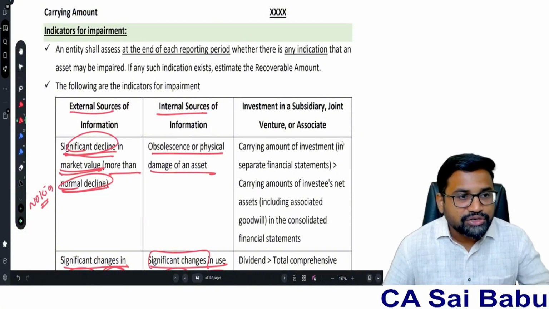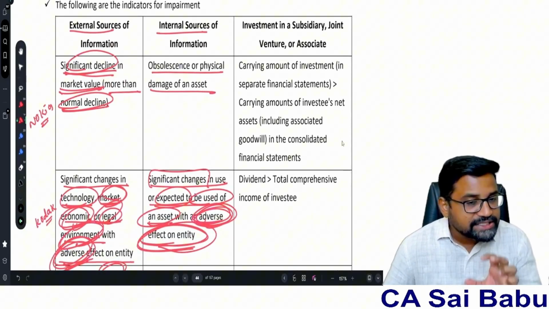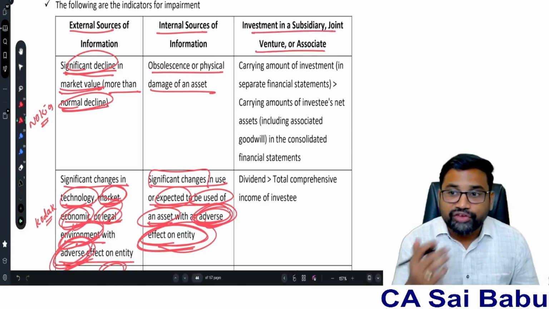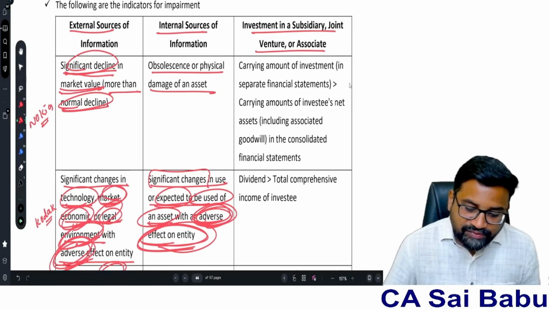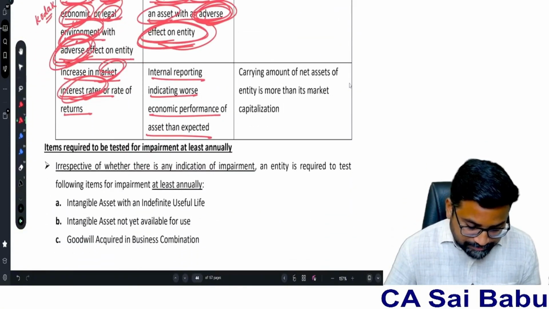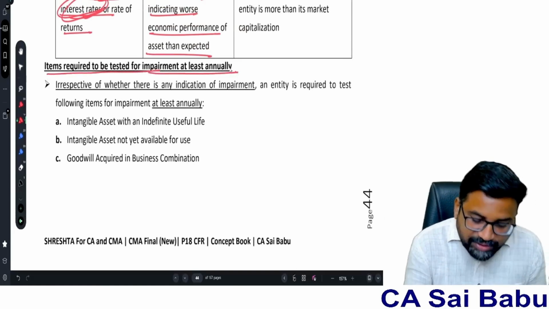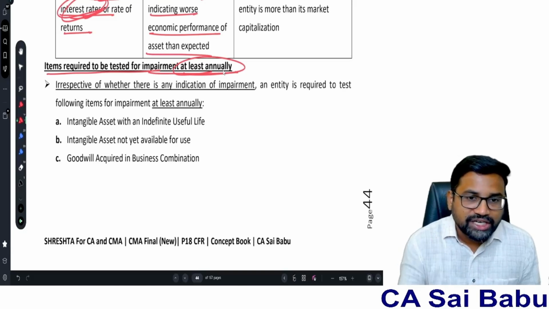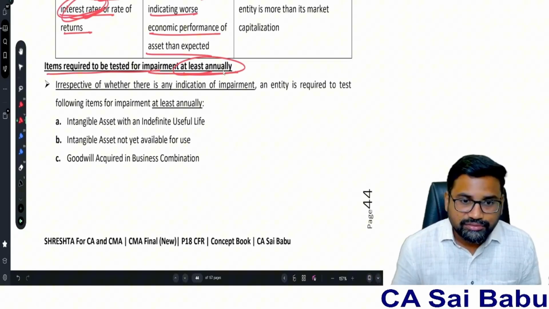So an asset is subject to impairment because of any one of these indicators. Now, apart from internal and external sources of information, there is investment in subsidiary, joint venture and associate. I told you financial assets are also covered under this standard. Of course, this investment in subsidiary, joint venture, associate, you will understand better in the business combination chapter. And the standard has provided certain items required to be tested for impairment at least annually. That means once in every year, you have to check whether these assets are subject to impairment, whether there is an indicator or not.